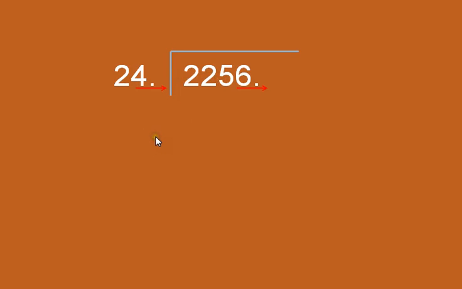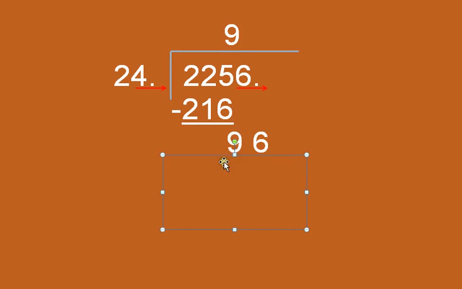2,256 divided by 24. So I know that 24 won't go into 22, but 24 will go into 225 9 times. Okay. And when I go 9 times 24, I know it's going to be 216. So as you see, I'm going to subtract. And I'm going to get 9.